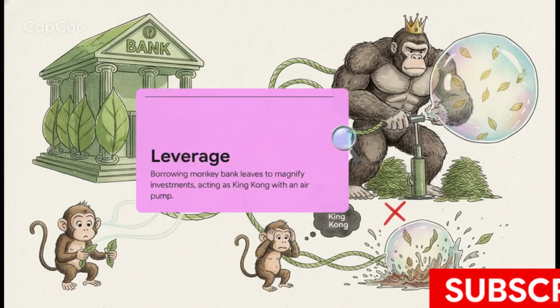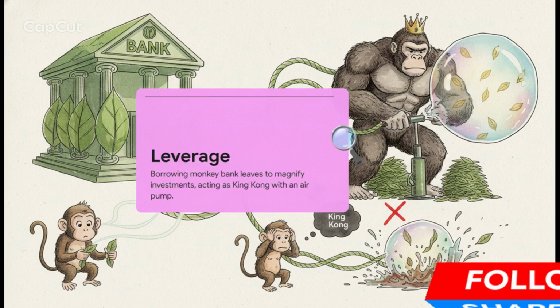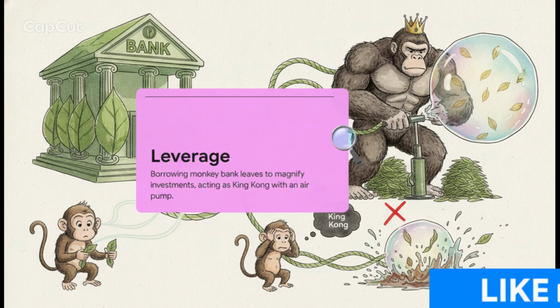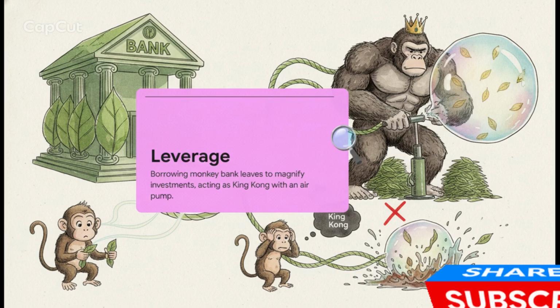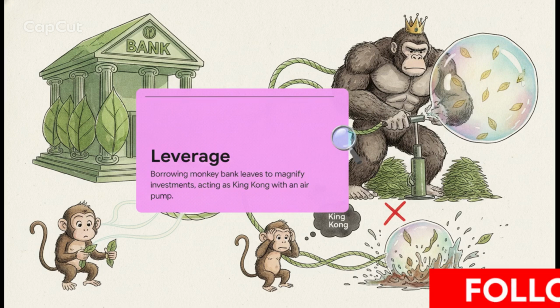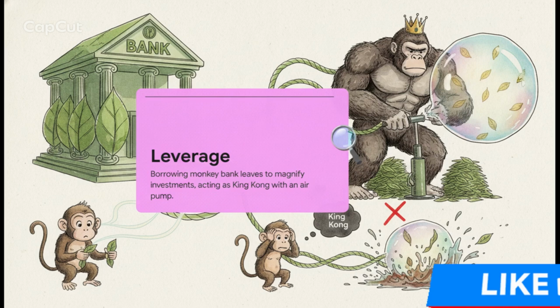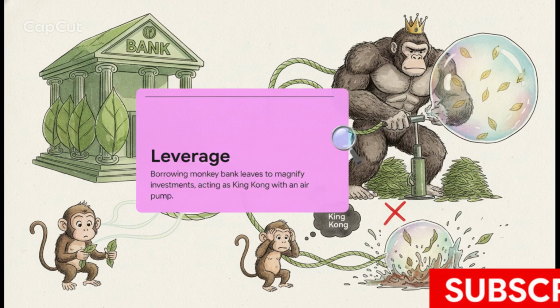And all of this brilliantly illustrates leverage, which is basically the fuel that makes these bubbles so incredibly explosive. Leverage is when a monkey borrows leaves from the bank just to magnify their own investments. Imagine you have 10 leaves, but you borrow 90 from the bank so you can invest 100. If the market goes up 10%, boom, you double your money. You feel like an absolute genius. You are King Kong with an air pump. But if the market drops just 10%, your 10 leaves are instantly wiped out and you still owe the bank 90.